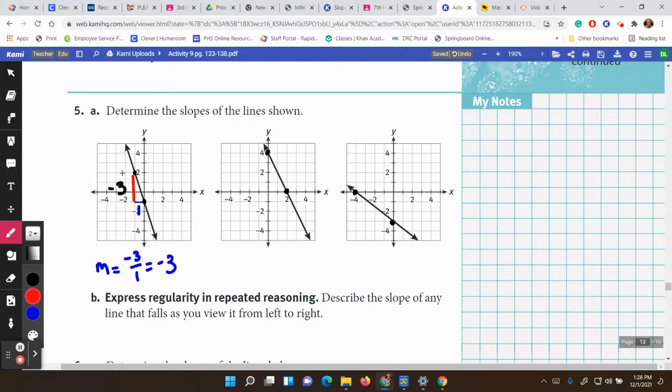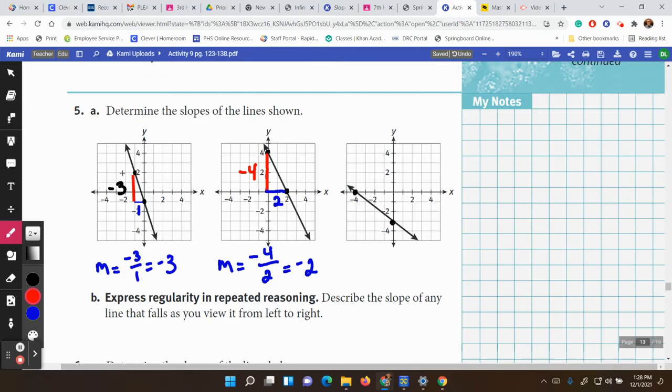Here again, I'm going to go down, right? And then I go to the right 1, 2. I go down 1, 2, 3, 4. So that's -4. I go to the right 1, 2. So that's a +2. So my slope is my vertical change, -4, over my horizontal change, which is a -2.